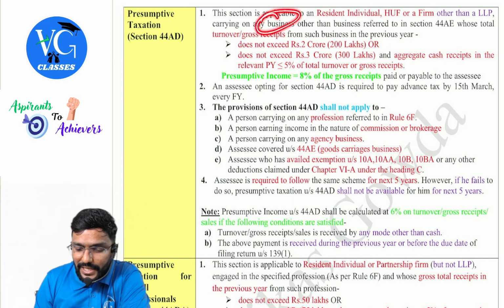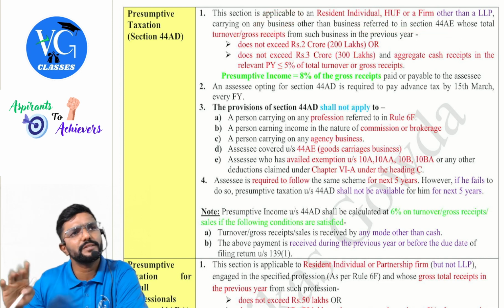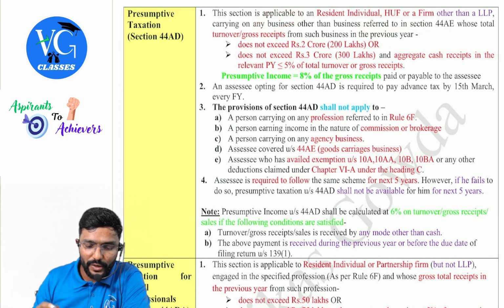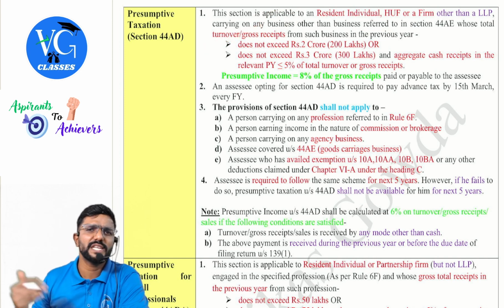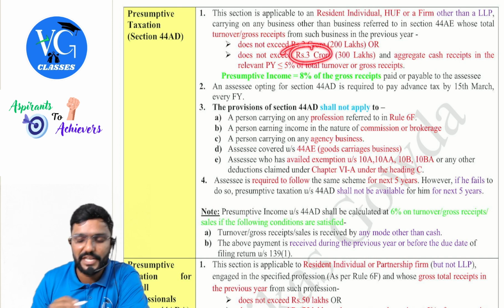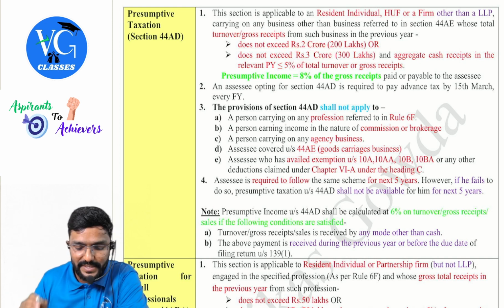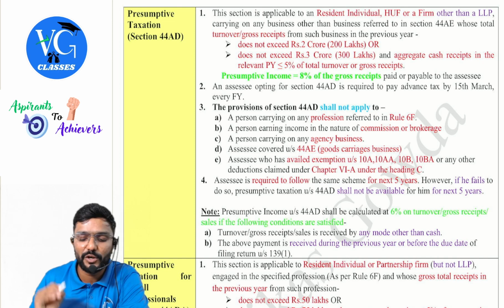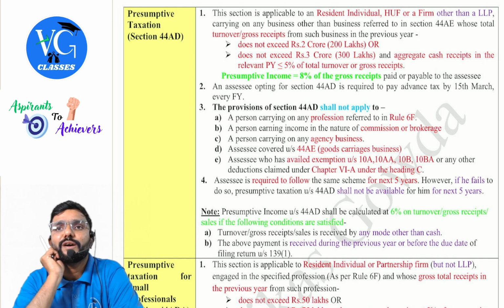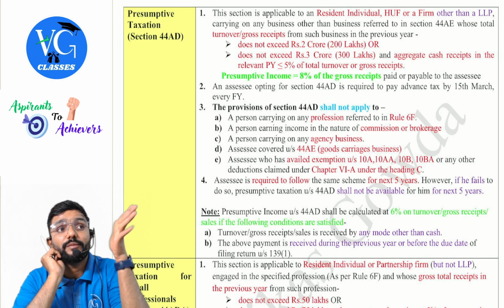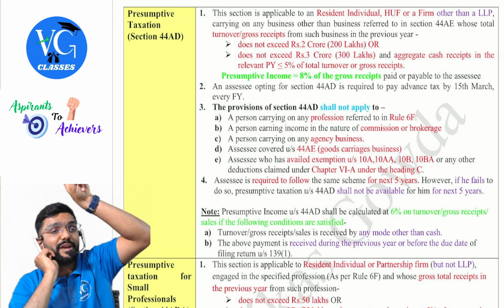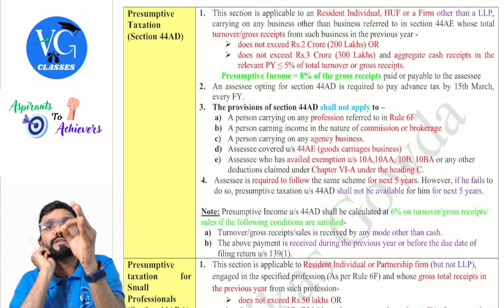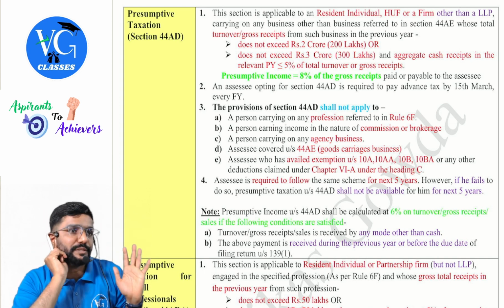Carrying on any business other than the business referred to in section 44AE, because for them there is a separate scheme. Total turnover or gross receipts from such business in the previous year does not exceed 2 crore, that is, less than or equal to 2 crore. Or else they have extended this to 3 crore with a condition: aggregate cash receipts in the relevant previous year is less than or equal to 5% of the total turnover or gross receipts. Only receipts are covered here. Payments are not touched. For audit, we saw both receipts as well as payments should be within 5% in cash. But here only receipts should be in cash within 5%.